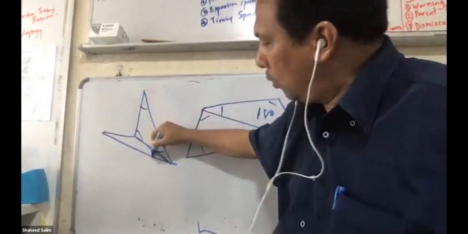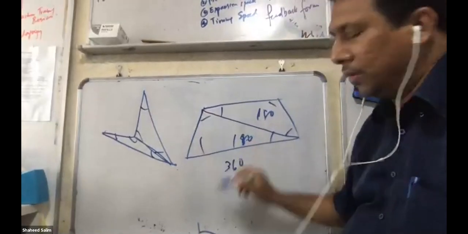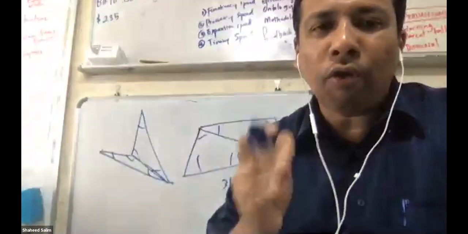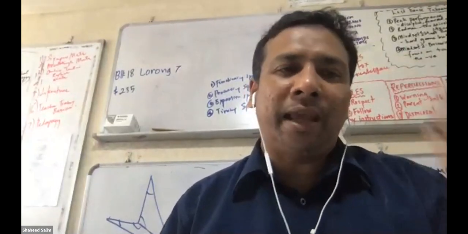So the same thing. That means 1, 2, 3 will be 180. You add together, it is also 360. Therefore, for all 4-sided figures, the sum of the angles will be 360.